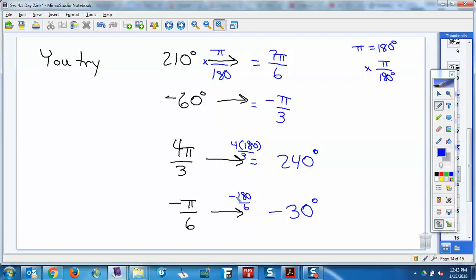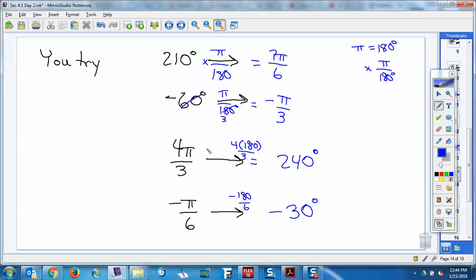Okay, so the first two we're going to multiply by pi over 180. We want the degrees to cancel, so we want the degrees in the bottom. So we want 180 degrees in the bottom. So we multiply by pi over 180, and 7 pi over 6 and negative pi thirds would be the two answers. Negative pi thirds. I didn't show any work on this one, but pi over 180, 60 goes in there 3 times, negative pi thirds. Reduce.